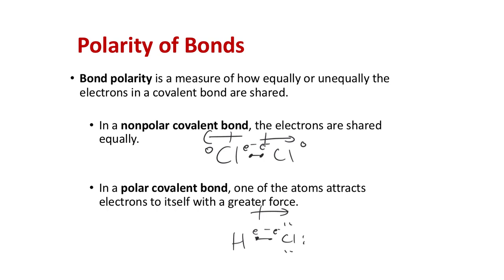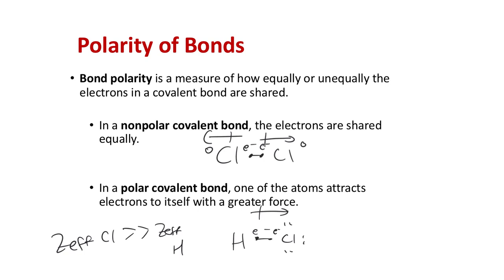nuclear charge. The effective nuclear charge as we go from left to right is increasing. It even increases as we go from top to bottom. So the Z effective, the effective nuclear charge of chlorine, is a lot greater than that of hydrogen. And that's going to allow chlorine to pull those negatively charged electrons more closely towards itself.